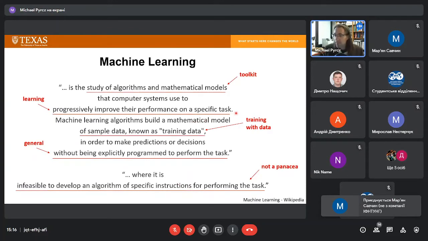Now, what is machine learning? We're going through prerequisites here. I'm almost done with them, but what is machine learning? It's the study of algorithms and mathematical models that computer systems use to progressively improve their performance on a task. Okay, so it's a mathematical model, and it's more than one. It's a group or toolkit of mathematical models. They are learning and improving their performance. So they're learning tools, and the machine learning algorithms build a mathematical model of sample data known as training data. Okay, so mathematical models that are learning from training data, in order to make predictions or decisions without being explicitly programmed to perform the task.